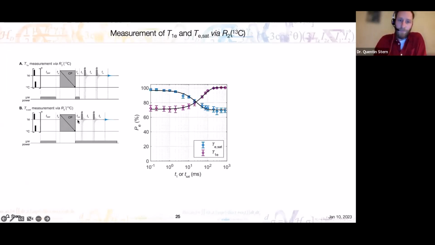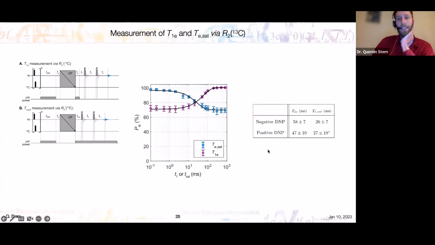And this is what I got, using the same procedure as before, as a function of these two parameters, T1 here and Tsat here. I have this polarization that decays in the case of the Tsat and increases as a function of T1. I repeated it for negative and positive dNP. The T1 is on the same order of magnitude in both cases, and it's quite close to what was found in the previous paper I mentioned. And the time to saturate the electron is shorter, and on the same order of magnitude for negative and positive dNP.